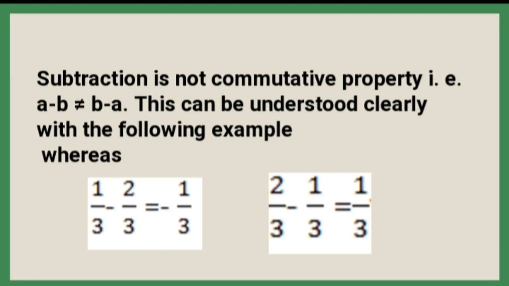There I have taken the examples. You can see them. 1 by 3 minus 2 by 3 is equal to minus 1 by 3. But in the next example, I am changing the places of the rational numbers. 2 by 3 minus 1 by 3 is equal to 1 by 3. In the first case, it is minus 1 by 3. But in the second case, it is 1 by 3. So when you changed the places, you got different answers. So we say that subtraction is not commutative for rational numbers.